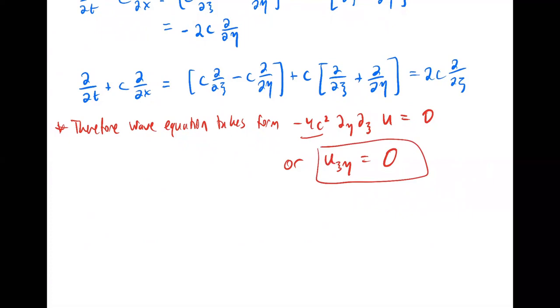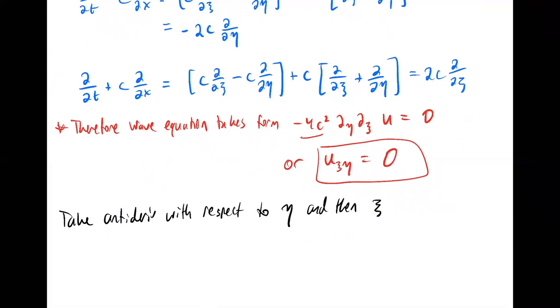And now we can just find a solution by taking antiderivatives, right? So take antiderivatives with respect to the variable eta, and then xi, to get, well, this tells me my function u has to be some function of xi plus some function of eta, and that's the most general form of a solution, right?